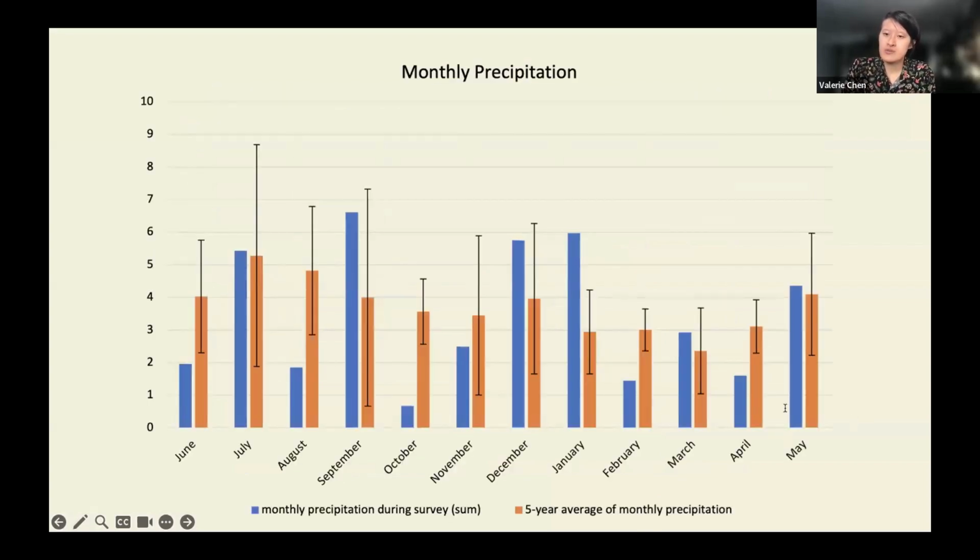There was a lot of variation in precipitation, especially given the summer drought we had in 2023. I used Weather Underground again to find the amount of precipitation for each month of my survey, depicted in blue, and compared it to the average monthly precipitation for the previous 5 years, which is in orange. My first surveys in June started out very slow, and you can see that there was less precipitation than in previous years.